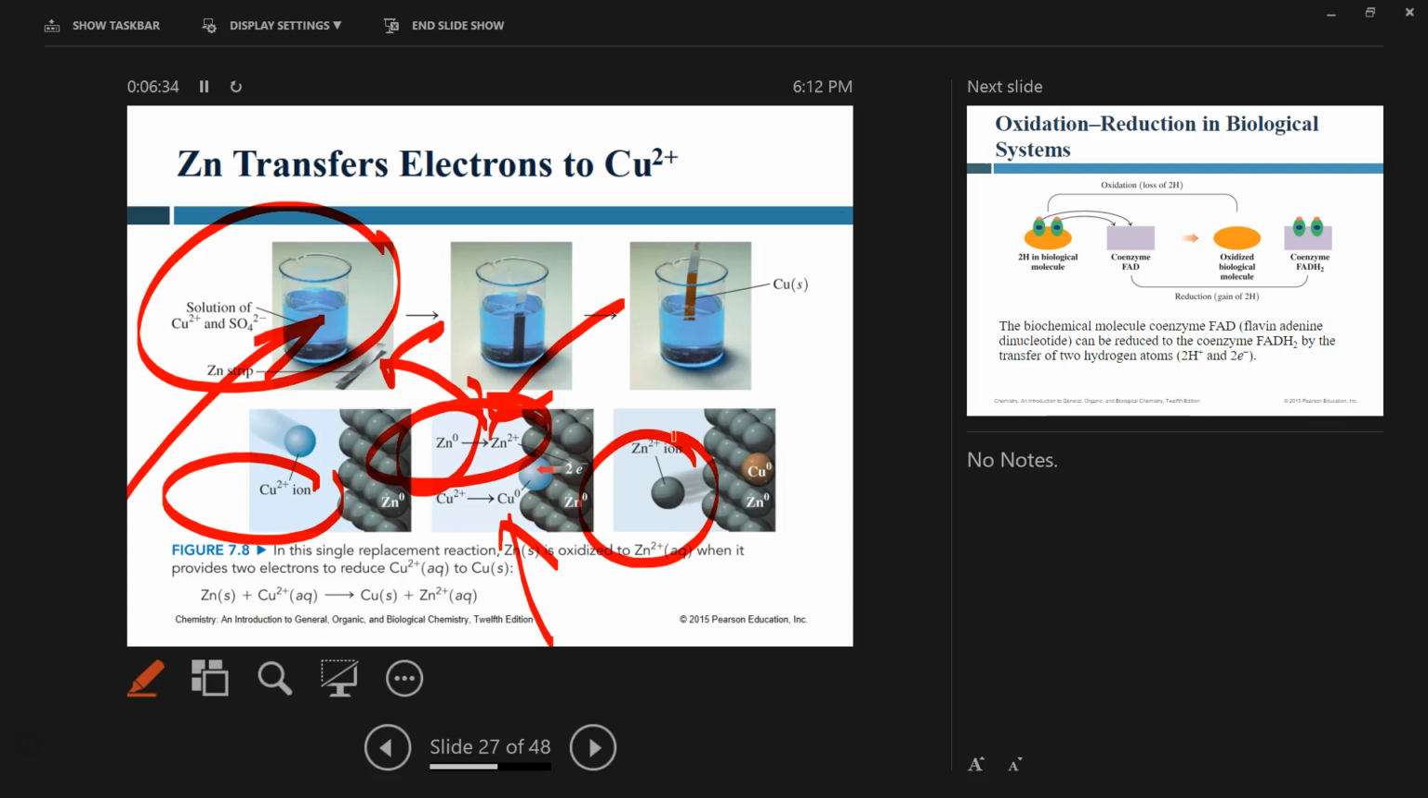So what will happen after a while, when you pull that piece of zinc out of the copper sulfate solution, you will see that the zinc piece is covered with copper. So zinc got oxidized, turned into positive cations, and went into the solution, while copper got reduced, became metallic copper, and was left on the surface of that zinc piece. Does that make sense?